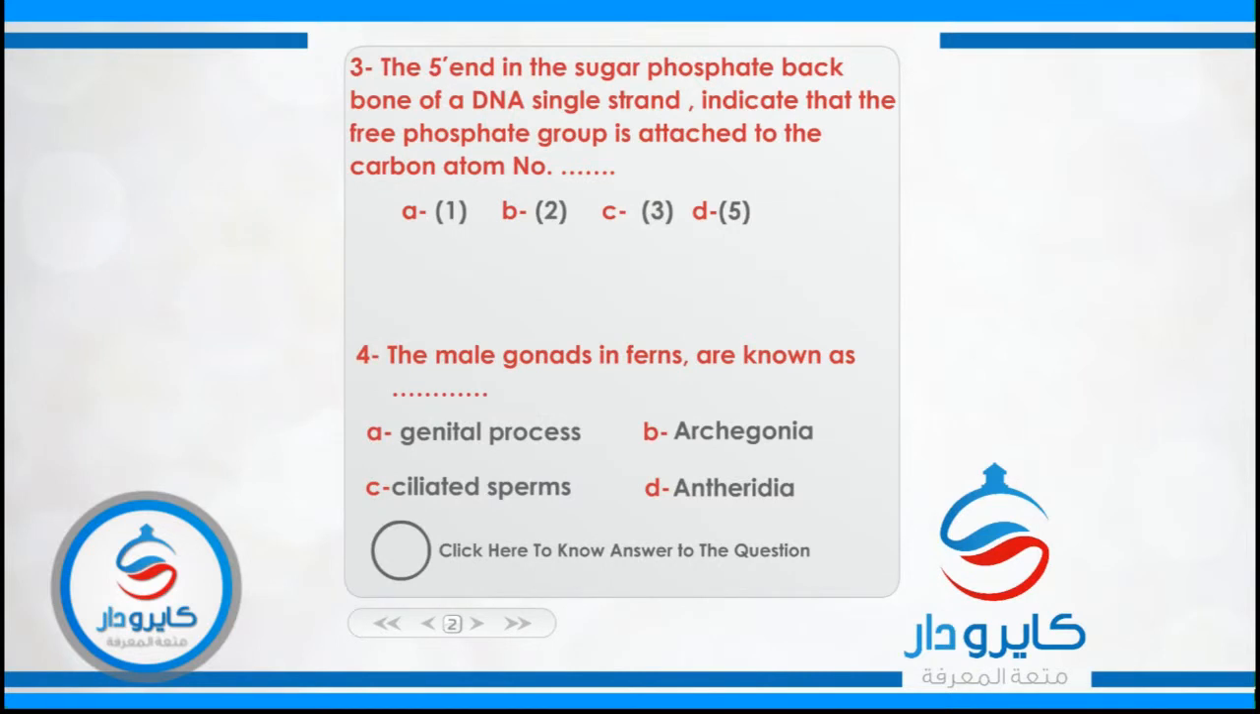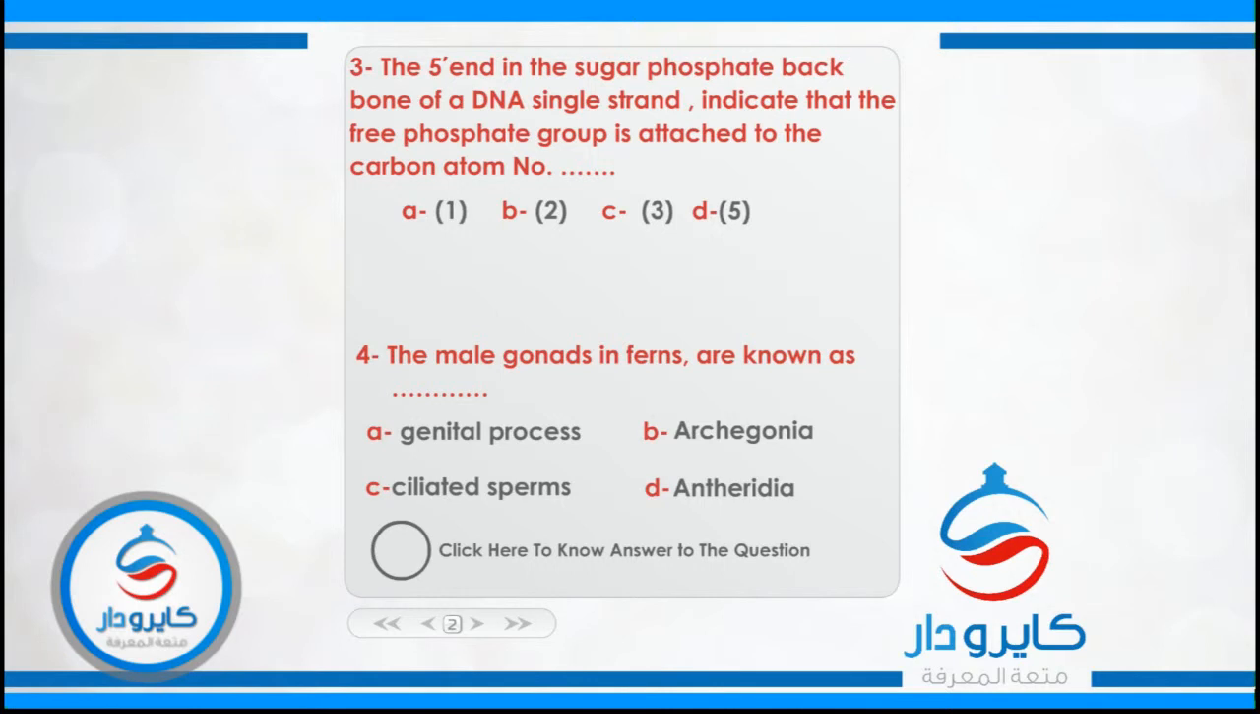The 5 prime end of the sugar-phosphate backbone of the DNA single strand indicates that the free phosphate group is attached to the carbon atom number... That's a very simple question. The phosphate group is connected with the carbon atom number 5, because we understand that the deoxyribose sugar is the sugar containing 5 carbon atoms.